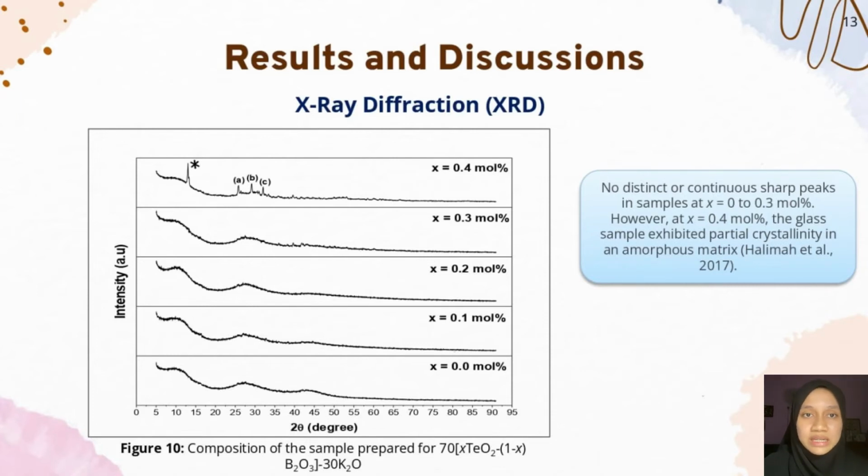The partial crystalline peak at 25.79, which is denoted as A, may be caused by the alpha TeO2 phase. Meanwhile, the peaks at 29.31, denoted as B, and 31.95, denoted as C, are results of the presence of the gamma TeO2 phase. Another partial crystalline peak occurred at 12.8 in the same sample, denoted by a star, but this has been identified as an unknown phase.